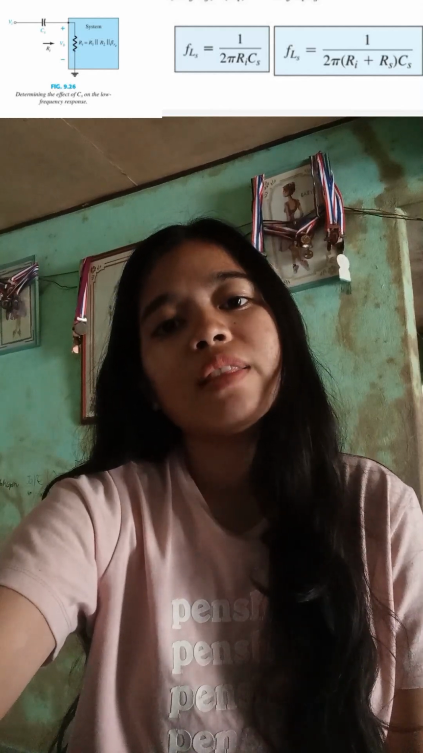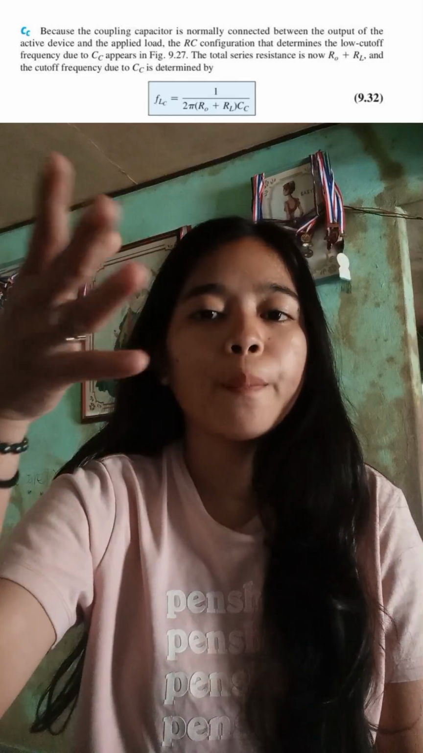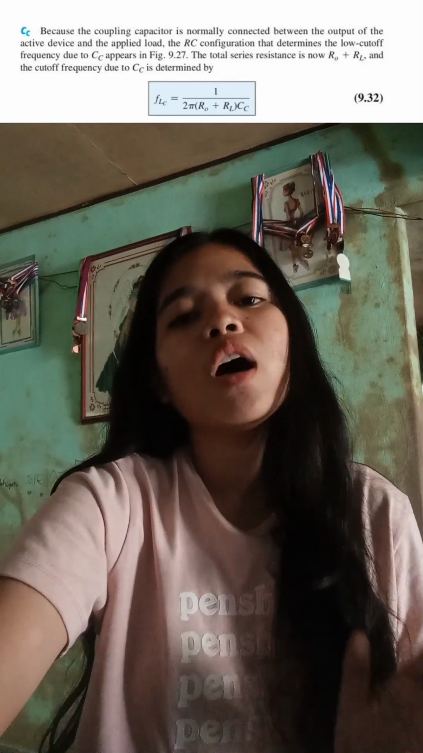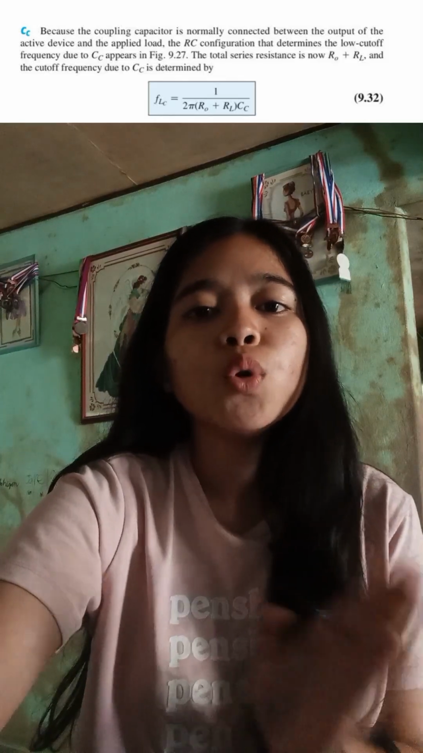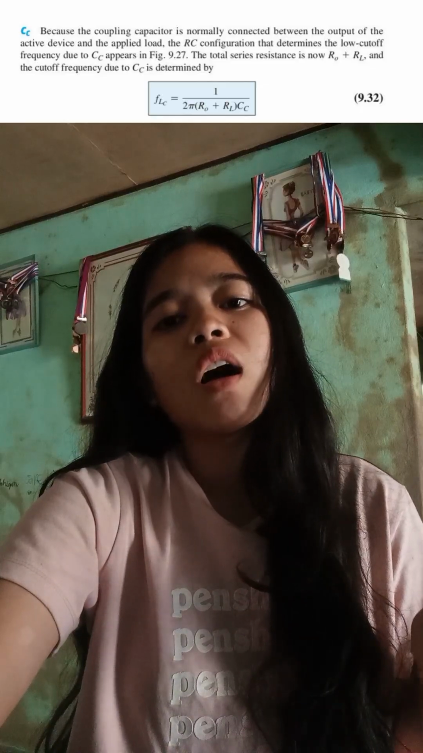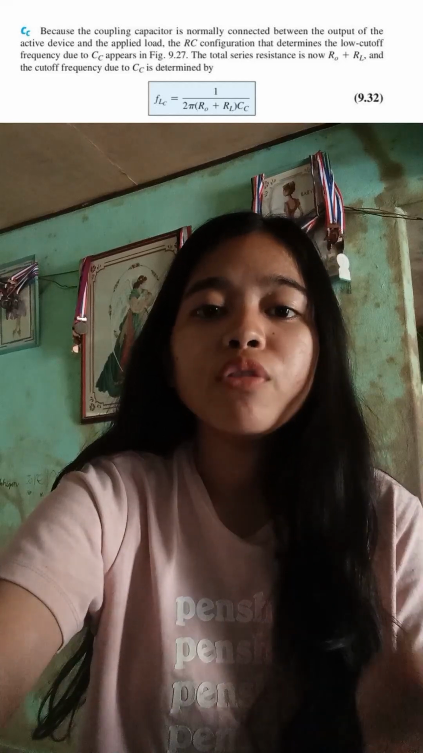So now let's move forward to the output side, which is the coupling capacitor, C sub C. Here we have F sub LC is equal to 1 over 2 pi times R sub O plus R sub L times C sub C. As you can see in the formula, what is seen by the output capacitor is the series sum of the amplifier's output impedance R sub O and the load resistor R sub L.